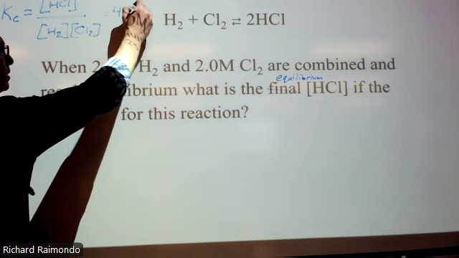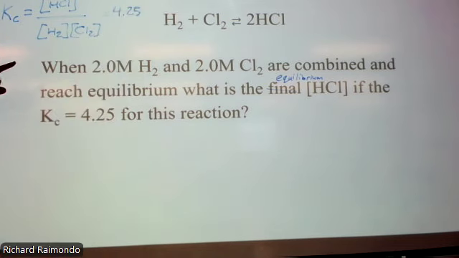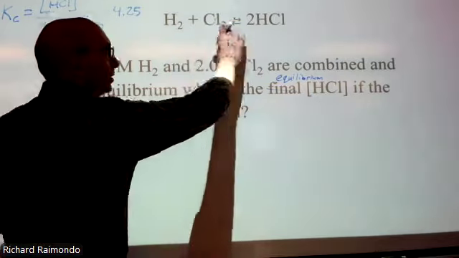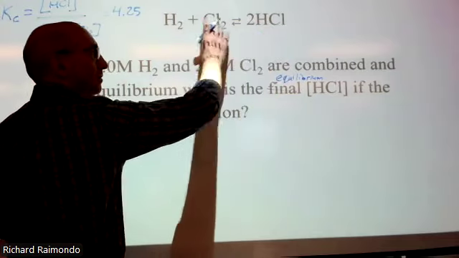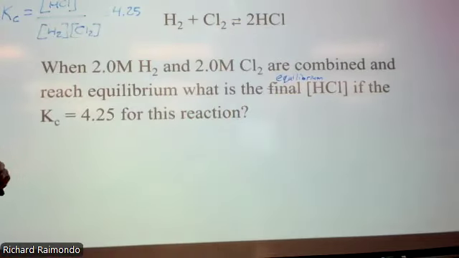What are we looking for? We're looking for the concentration of HCl at equilibrium. So we know that we're going to put these two things together and we're going to make some of this, but then we're going to go back and forth until we reach equilibrium.